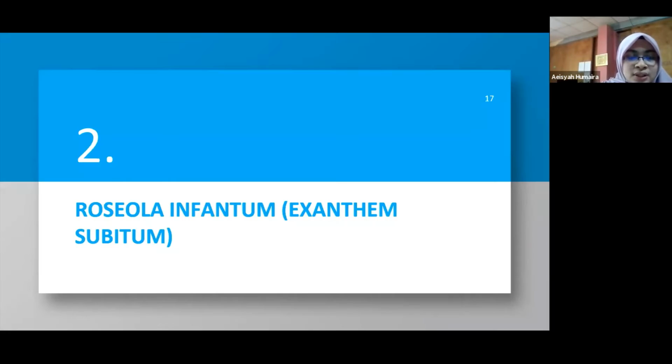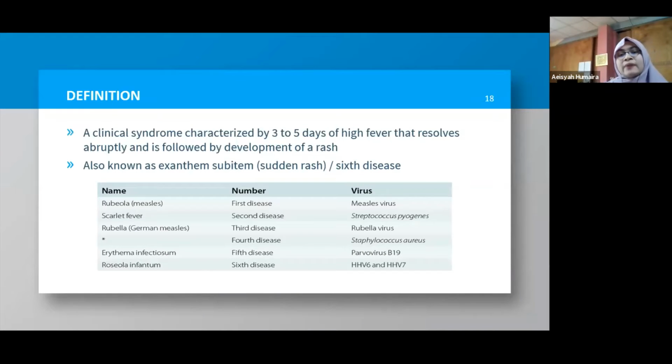The second is Roseola infantum, or Exanthem subitum. Roseola infantum is a clinical syndrome characterized by 3 to 5 days of high fever that then resolves abruptly. After the fever, it is followed by the development of a rash. Roseola infantum is also known as exanthem subitum, which means sudden rash, or sixth disease, because Roseola infantum is the sixth of the traditional exanthems of childhood.